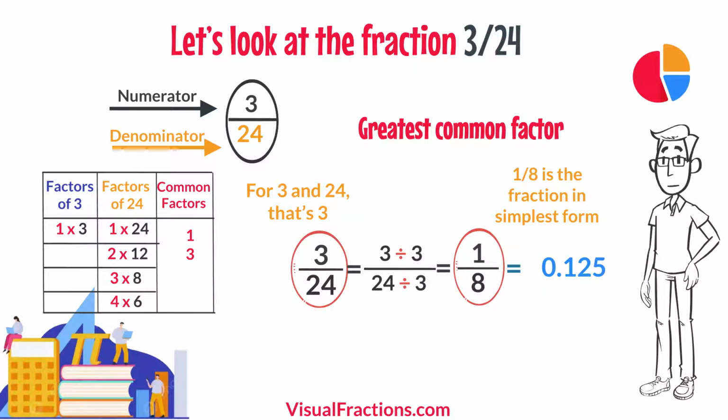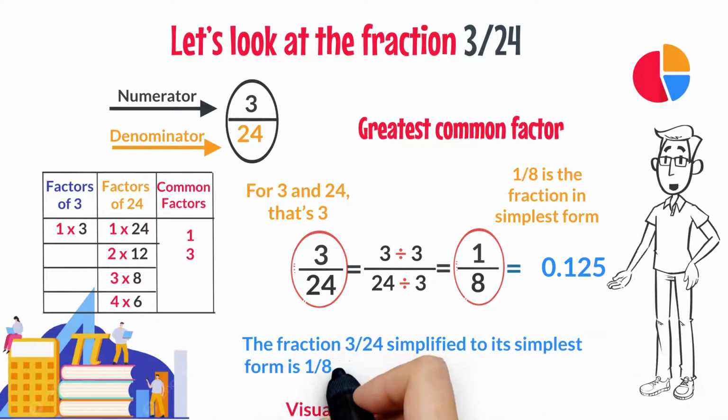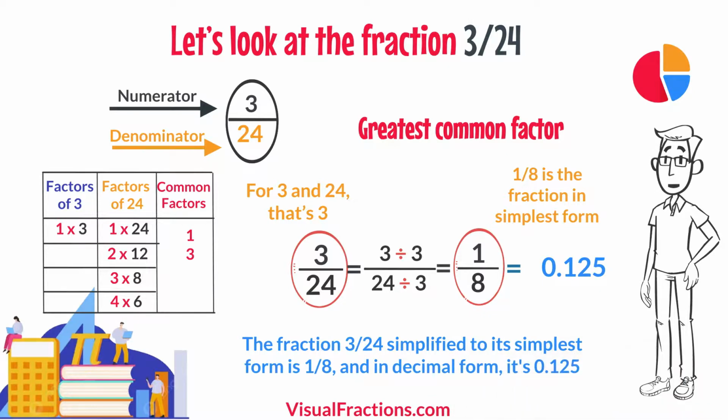So, there you have it. The fraction 3/24 simplified to its simplest form is 1/8, and in decimal form, it's 0.125.